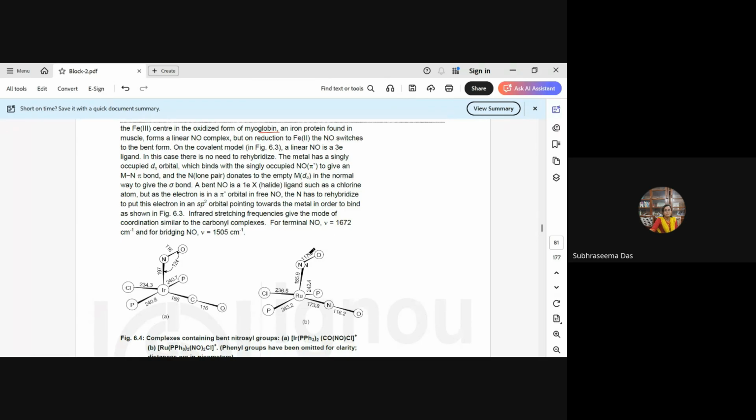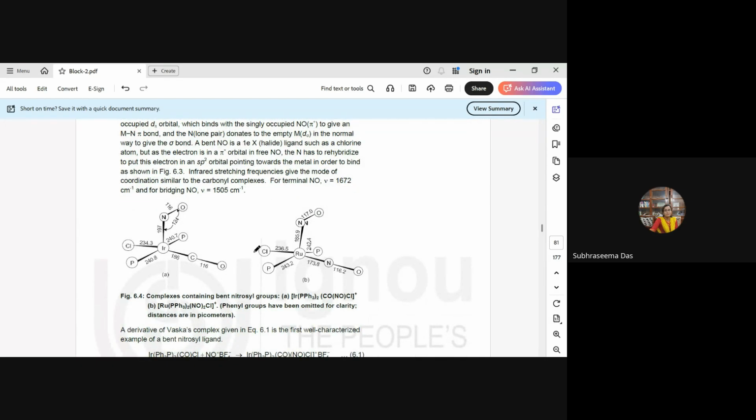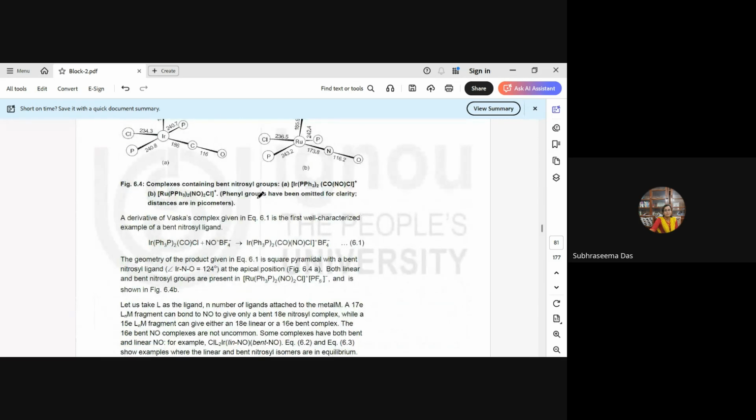So here the infrared stretching frequencies, when we take the IR spectra, the stretching frequency gives the mode of coordination, which is similar to that of the carbonyl complexes, that is the terminal NO and the bridging NO. So a derivative of the Vaska complex is the first well characterized example of a bent nitrosyl ligand.